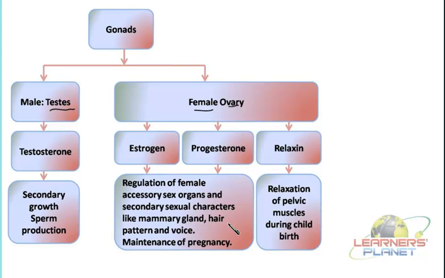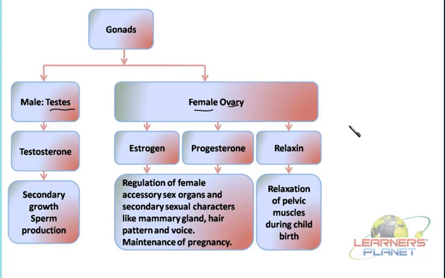Now these are under the normal conditions. There is another hormone secreted by the ovary that is known as relaxin. Now this relaxin is actually required at the time of delivery of a child. This relaxin helps in the relaxation of pelvic muscles so that the fetus can be delivered out in a smooth manner. It can be supported by these particular muscles. So this is how these hormones support the function of the ovary.